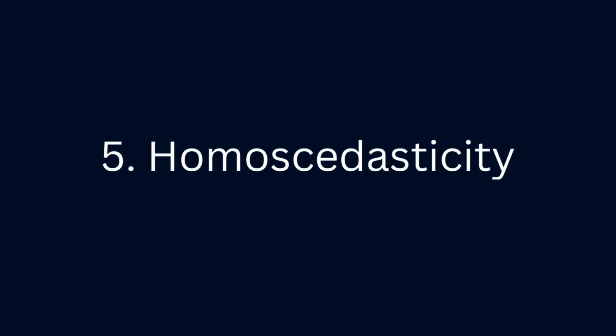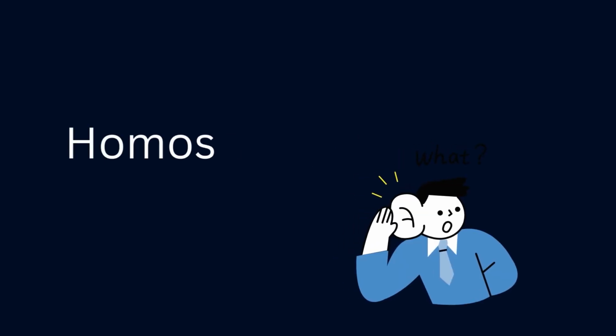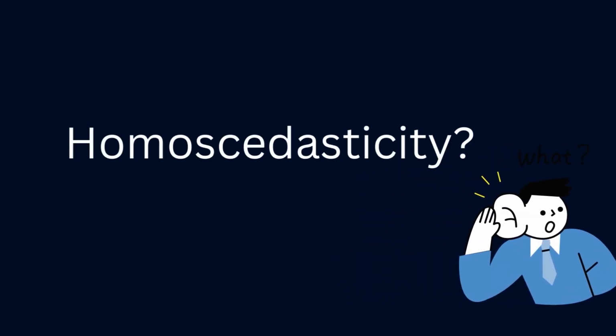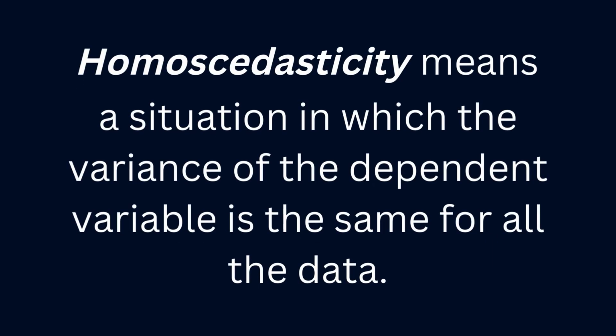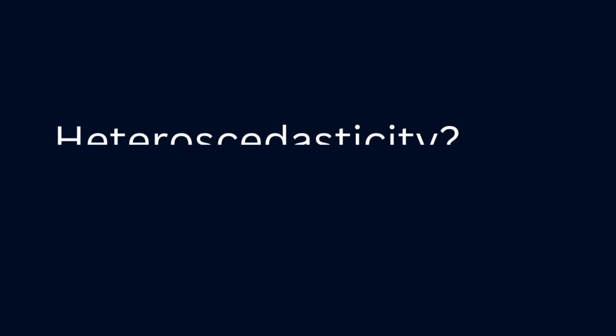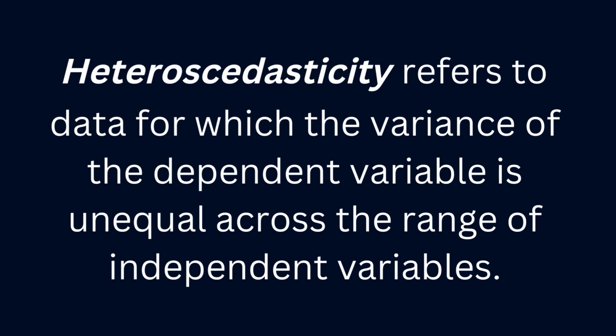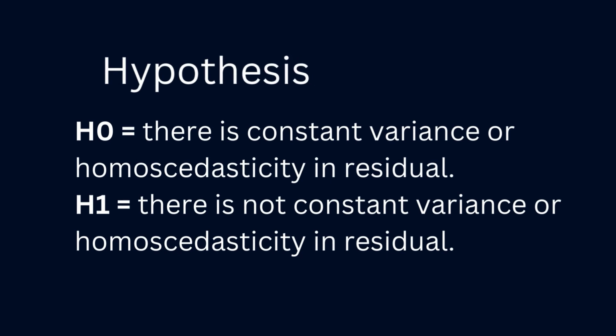The next one is homoscedasticity. What is homoscedasticity? In regression analysis, homoscedasticity means a situation in which the variance of the dependent variable is the same for all the data. What is heteroscedasticity? Heteroscedasticity refers to data for which the variance of the dependent variable is unequal across the range of independent variables. To determine homoscedasticity, you can use the Breusch-Pagan test. These are the hypotheses for the Breusch-Pagan test.